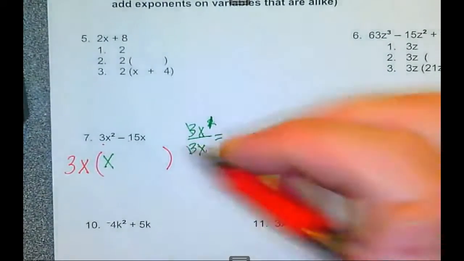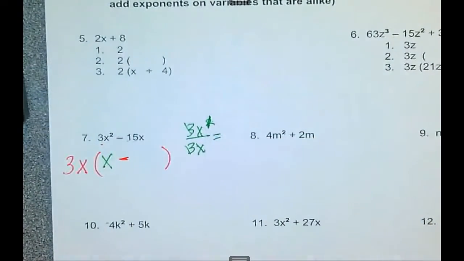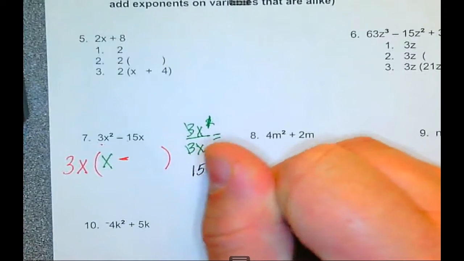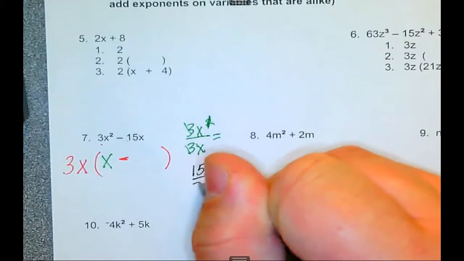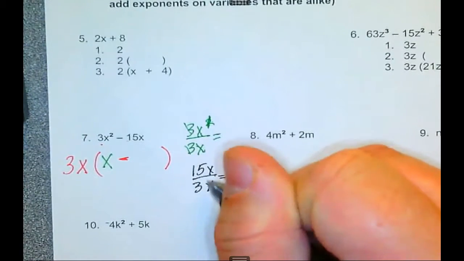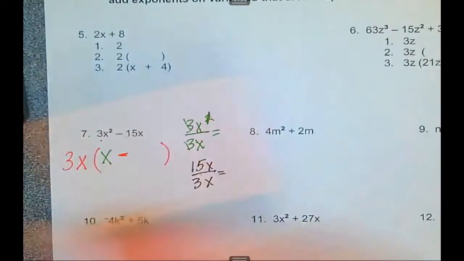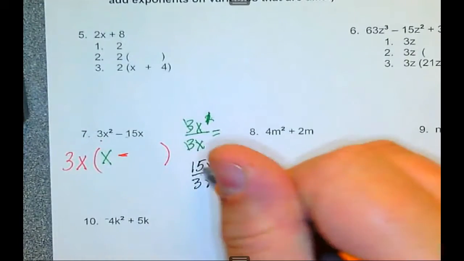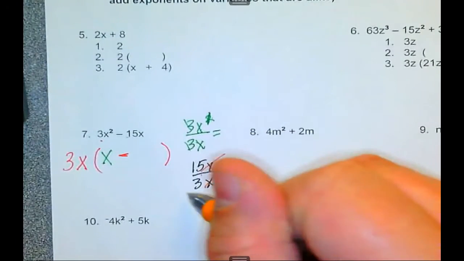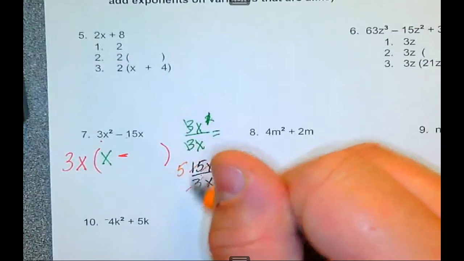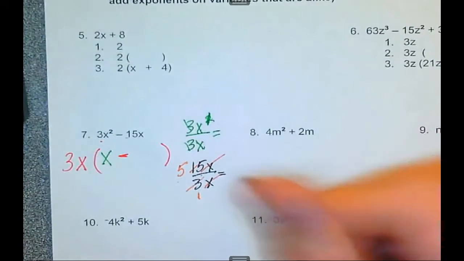My minus sign doesn't change. Now, the next one, I'm taking 15x and I'm dividing it by 3x. What does that give me? Yeah, 5. The x's cancel, right? They cancel completely. 3 goes into 15 5 times. So I get 5.